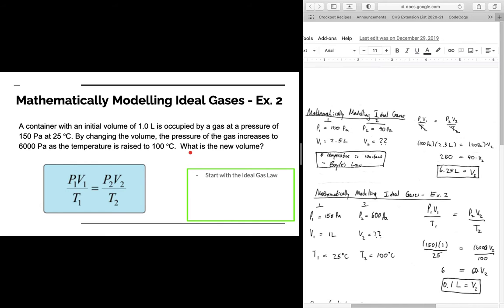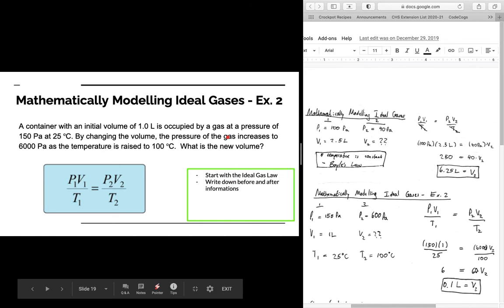So we start with the ideal gas law again, and then we proceed to write down before and after information. Before, we got a mouthful of information here, so it's useful to organize this. So before, P1 is going to be equal to 150 pascals, T1 is going to be equal to 25 degrees Celsius, and our initial volume is 1 liter. So P1 is 150 pascals, V1 is 1 liter, and T1 is 25 degrees Celsius.